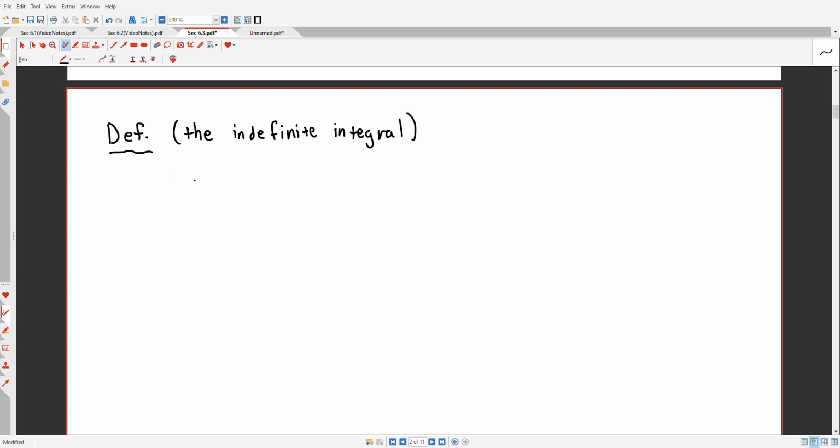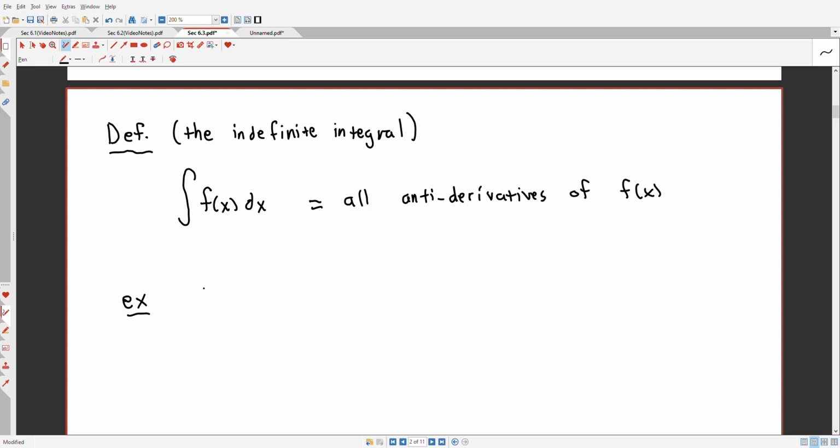And here's what it is. We write an integral sign, and then we write f of x dx, or whatever the variable is. But notice there are no limits of integration. So it's not saying take an integral from 1 to 3. It just says integral of f of x dx. This is called the indefinite integral of f of x. And what this is recording is all antiderivatives of f of x. Not just one of them, all of them. So let me show you an example to contrast this. Let's say we had a definite integral from 0 to 1 of x dx.